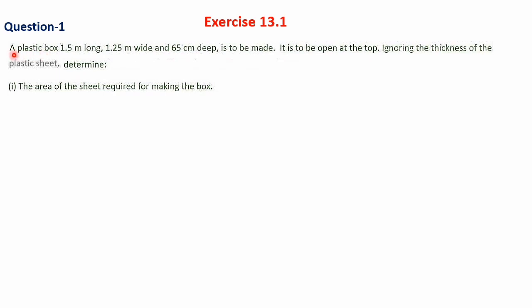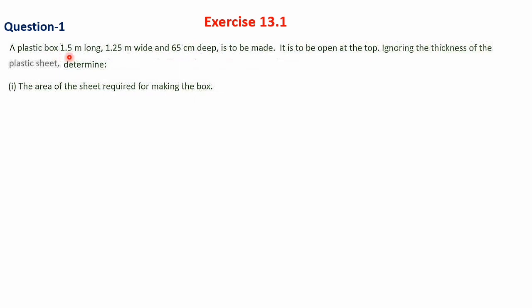A plastic box. Plastic box means it is in the shape of a cuboid. Length is given to us 1.5 meter, width or breadth is 1.25 meter, and deep or height is 65 centimeter. Here when you check the units, this is in meter, this also in meter, but this is in centimeter. So you have to convert all into the same unit. Better to convert this one into meter. 65 centimeter we have to change to meter.